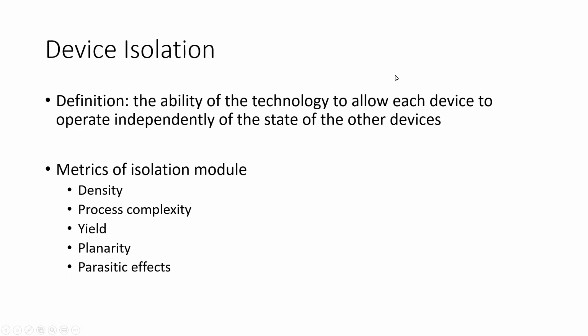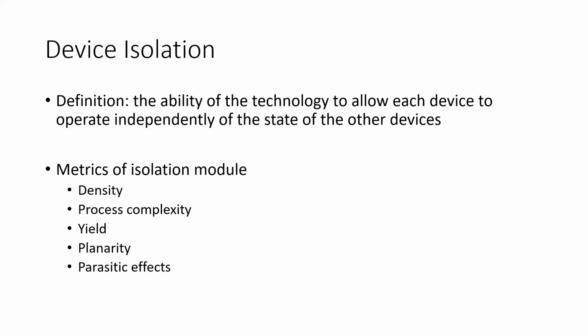So we know for IC fabrication, especially for VLSI design, there are many transistors fabricated together, next to one another. So we want to make sure the devices can operate independent of the status of other devices. And the technique used to do this is called IC device isolation.